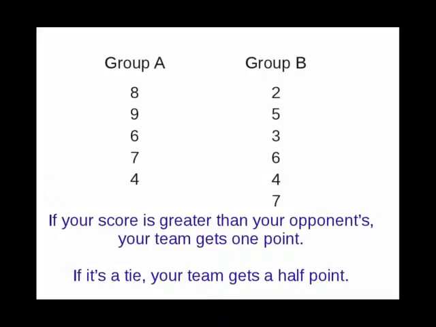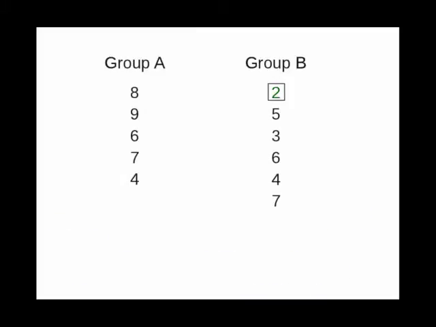The Mann-Whitney test compares every score from one team against every score from the other team. If your score is greater than your opponent's, your team gets 1 point. If it's a tie, your team gets a half point. The rule is to start with the group that seems to have the lower scores. In this case, it's pretty clear that that's Group B.